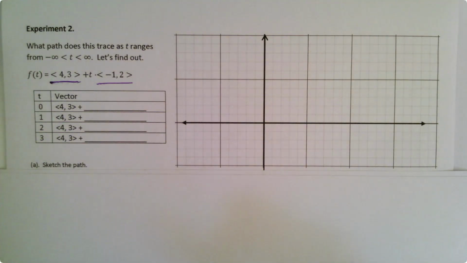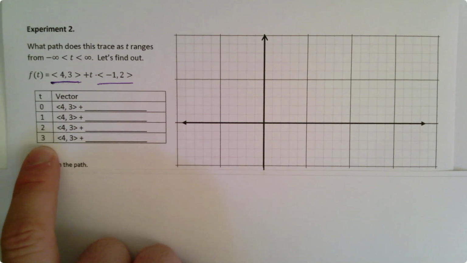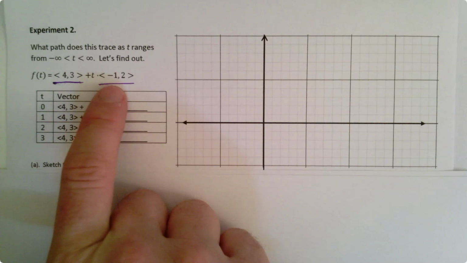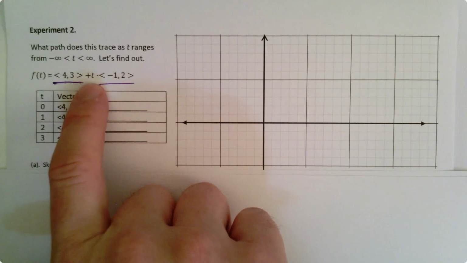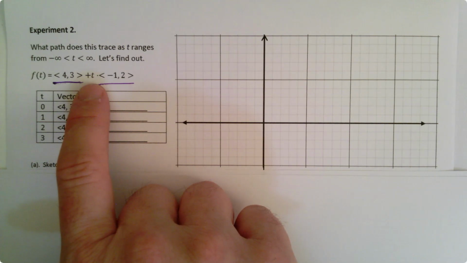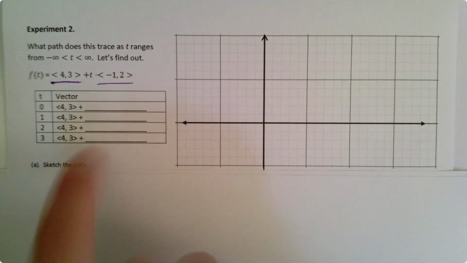So let's start. Here I've made a partial table as time goes from 0 to 3. Each time we plug in a t, it's going to become the scale factor on this -1, 2. And remember, whenever you multiply a vector by a number on the outside, that has the effect of stretching or squishing it. So it's going to scale this one vector. So let's go ahead and just fill those parts in here.